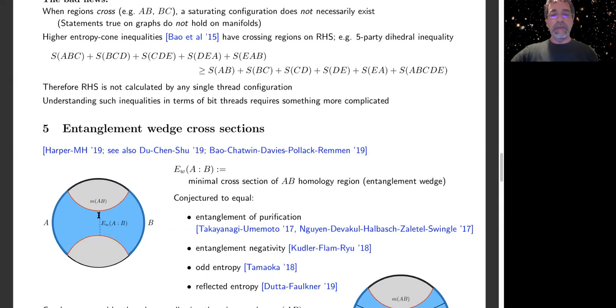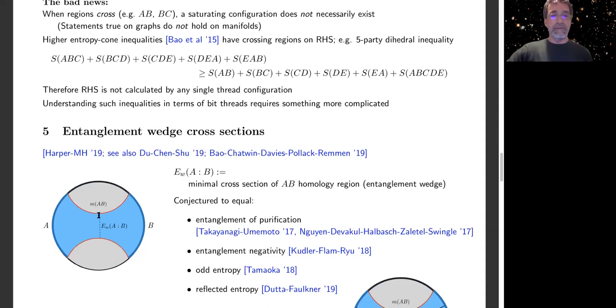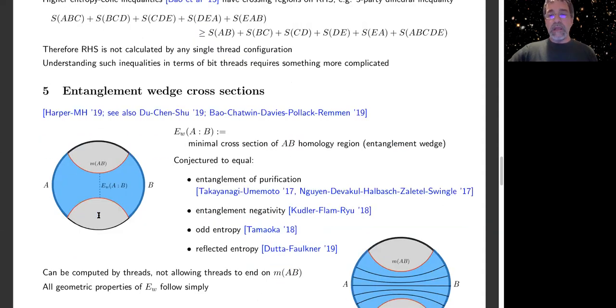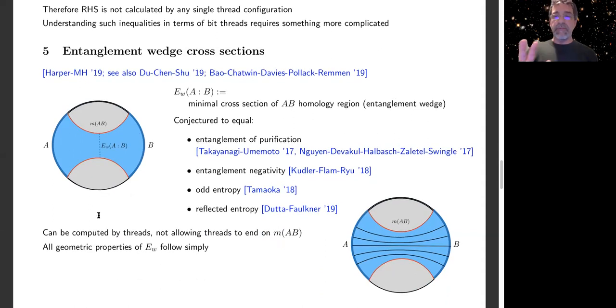I think I'll just leave it at that for now. And I just want to say that that is a quantity that you can calculate using bit threads, and you're simply looking at the number of threads connecting A to B within the entanglement wedge. These conjectures have various checks which involve properties of these field theory quantities versus geometrical properties of the entanglement wedge cross section. And all of those geometrical properties you can prove using bit threads. It's pretty straightforward, and I'm not going to go through that.